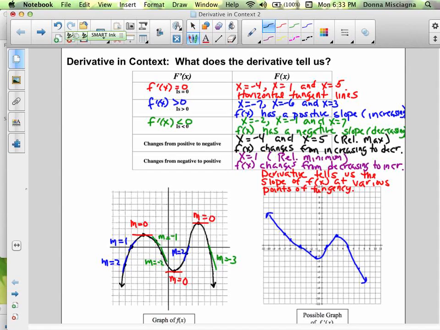A couple other things. Notice this graph is quadratic. This graph is cubic. Remember, for the power rule, the exponent decreases by 1.